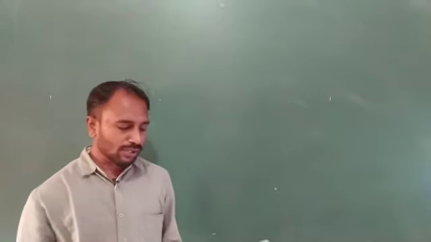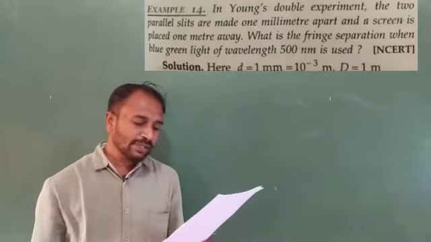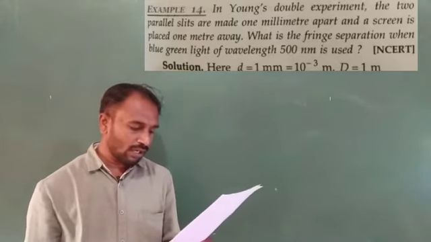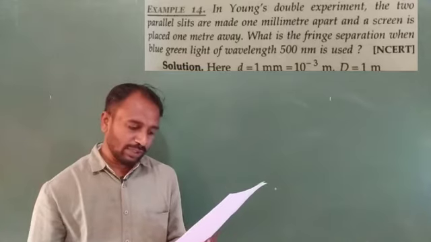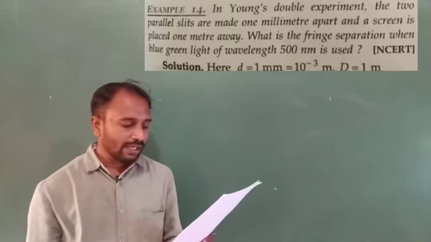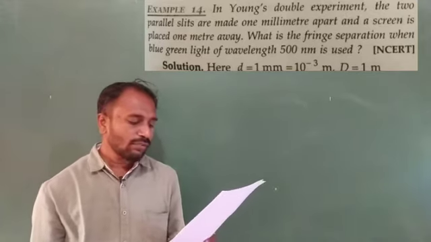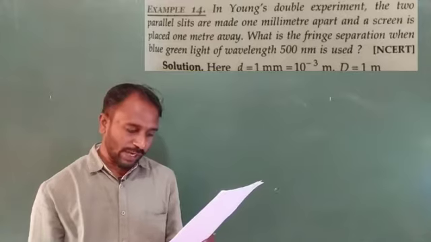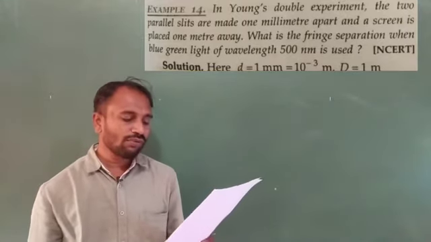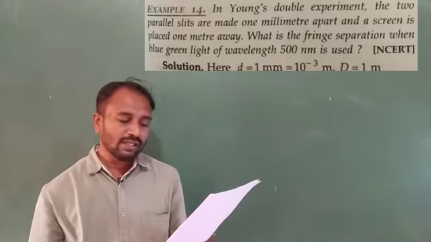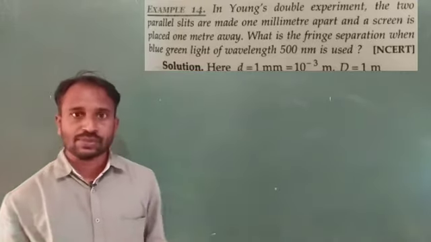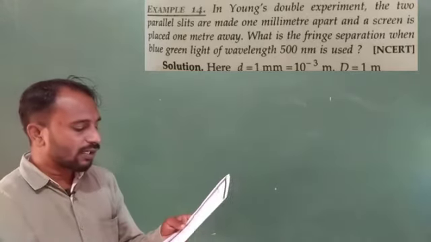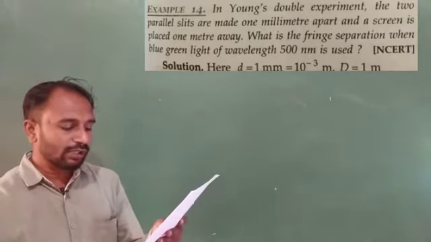Okay, the first question. In Young's double slit experiment, the two parallel slits are made 1 millimeter apart and a screen is placed 1 meter away. What is the fringe separation when blue-green light of wavelength 500 nanometer is used? In Young's double slit experiment, the two parallel slits are made 1 millimeter apart.